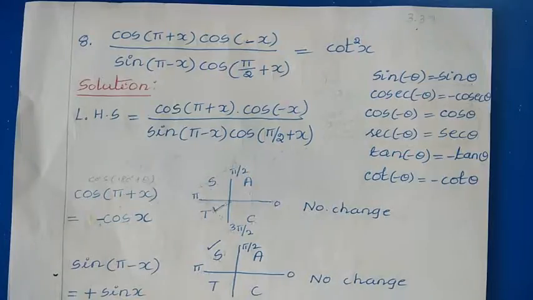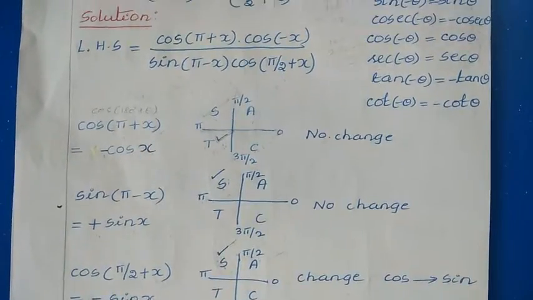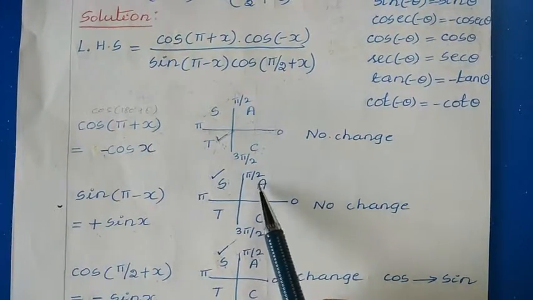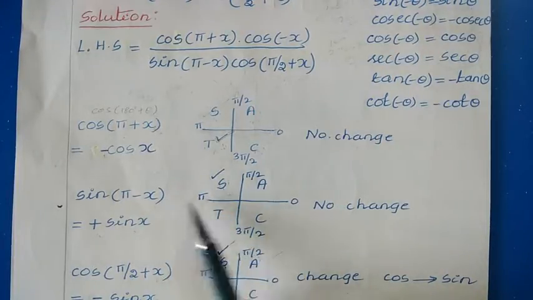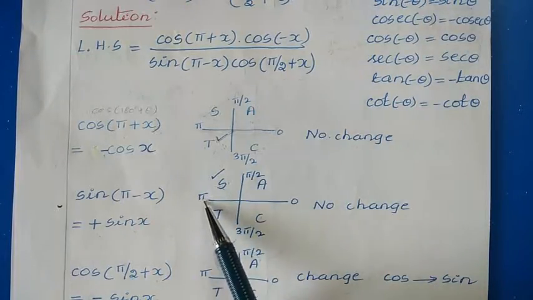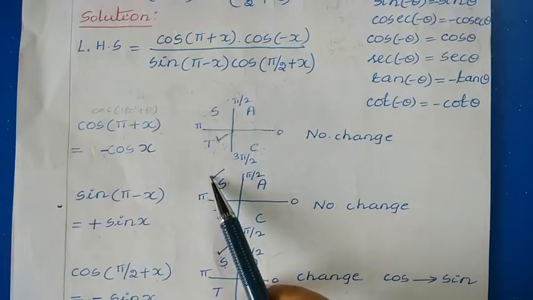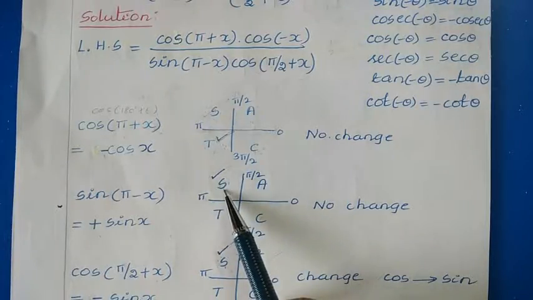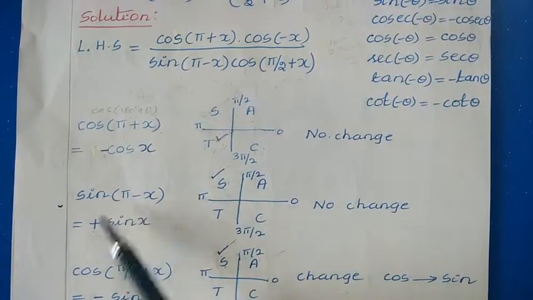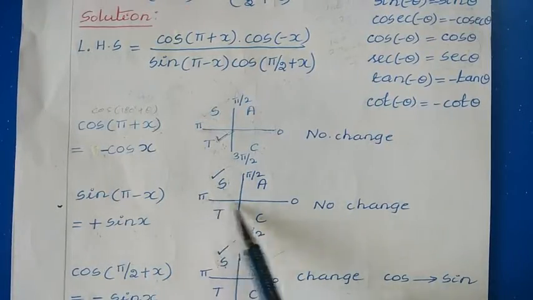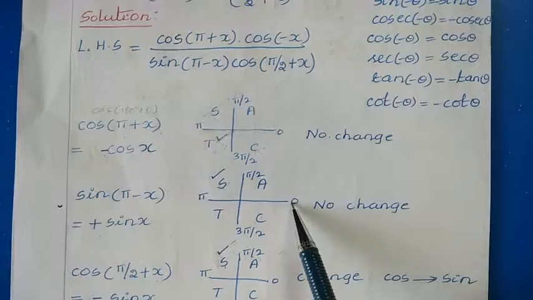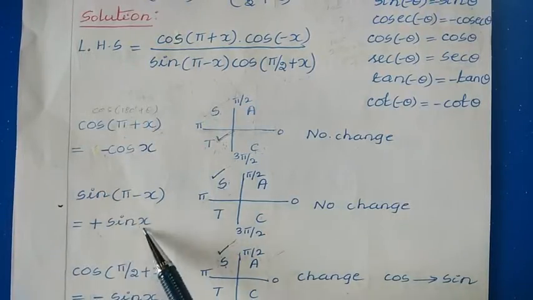Next here, sin(pi minus x). Again here, take the 4 quadrants, ASTC, pi minus x. This is pi minus x. If you deduct any angle from this, then we will go to the second quadrant. Here on the second quadrant, sine and cosec are positive. So here we have sine, so plus. Then this is located on the x-axis. That means no conversion. So sine will remain as it is. So here we get plus sin x.